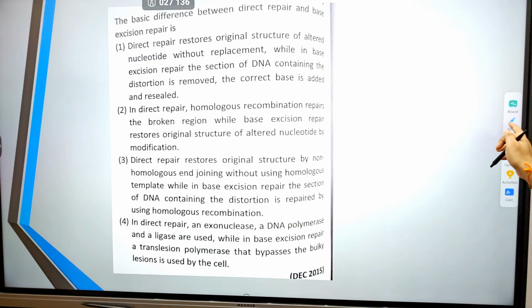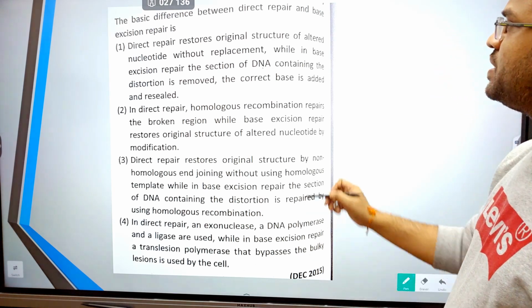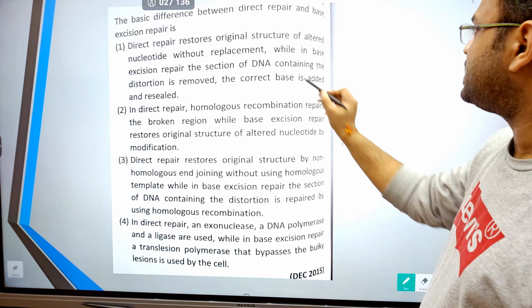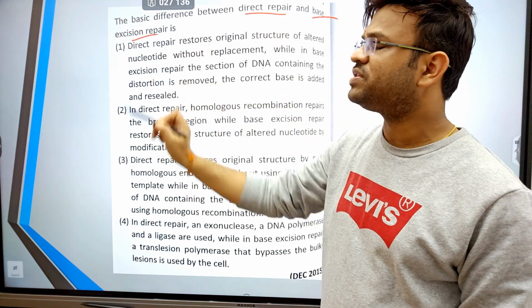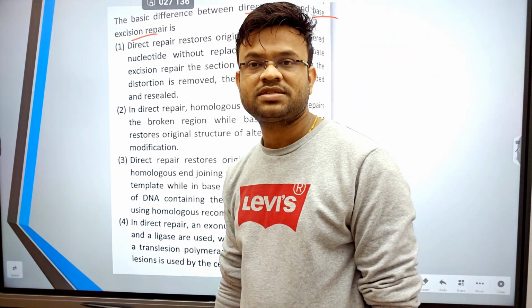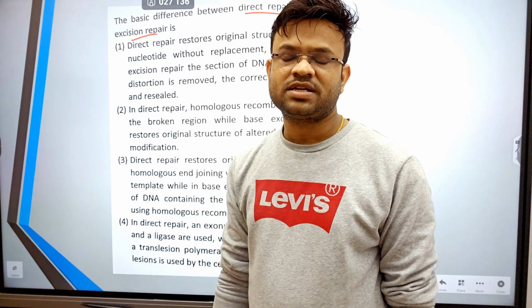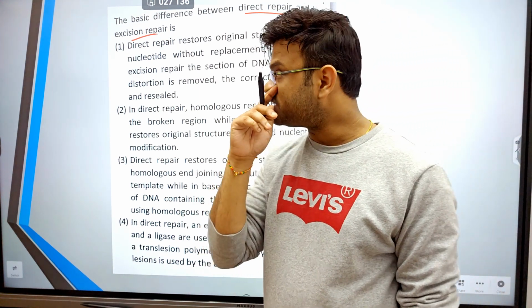The next question is again the basic difference between the direct repair and the base excision repair. Obviously you know that the basic difference is the breakage of phosphodiester bond. In case of direct repair system, you do not break the phosphodiester bond, whereas in case of base excision repair, it is an indirect repair system and the phosphodiester bonds are broken.